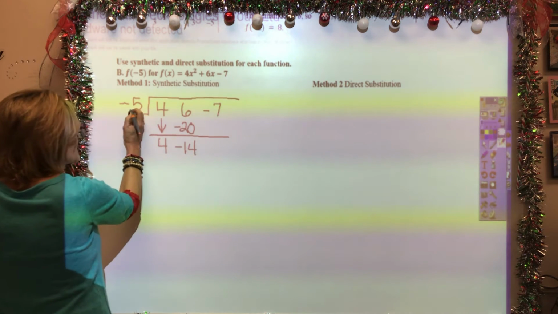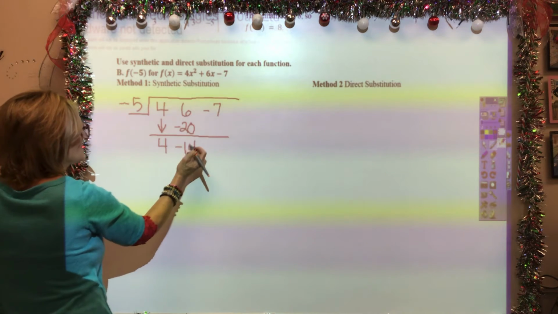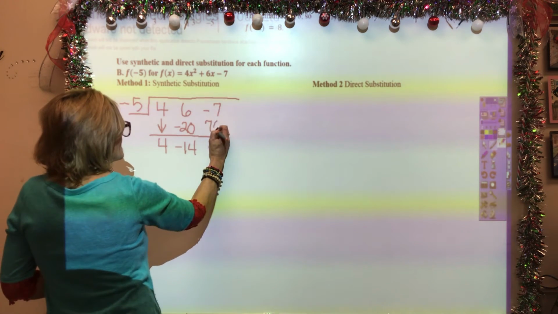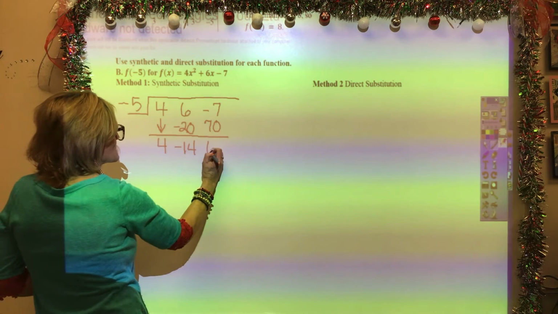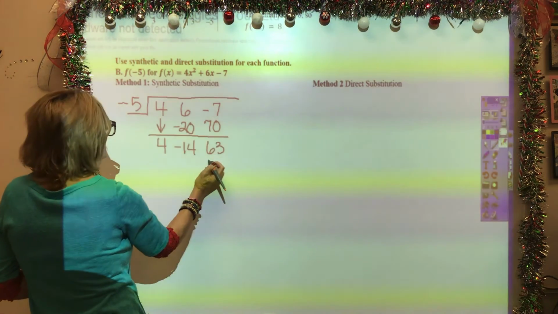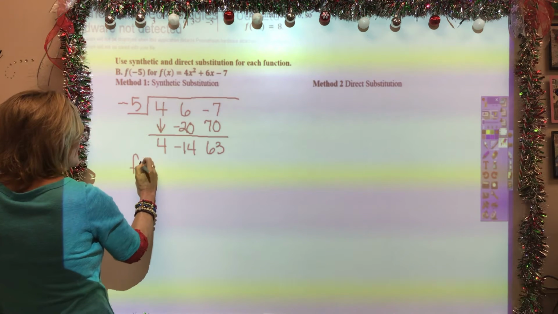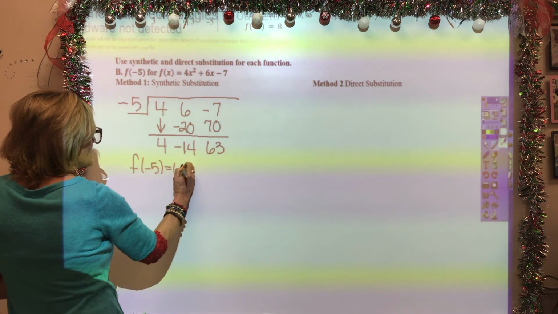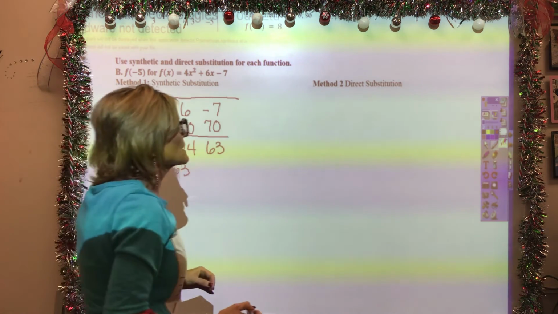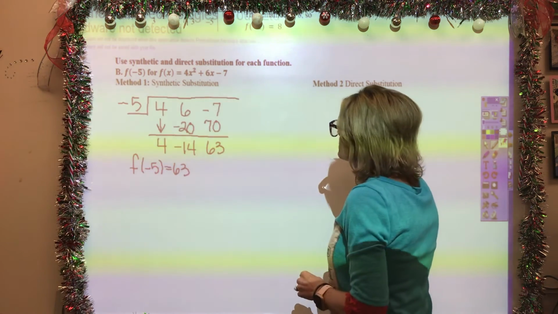We add 6 and negative 20, which is negative 14. We multiply negative 5 and negative 14, which is 70. And we add negative 7 and 70, which is 63. So f of negative 5 is 63. We should get the same thing when using direct substitution.